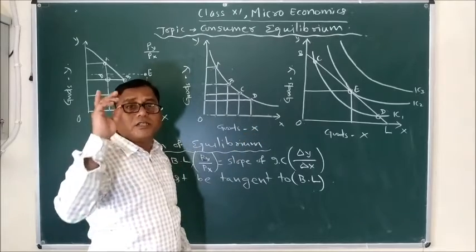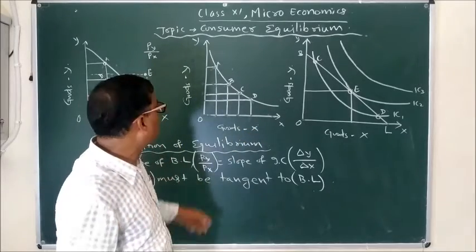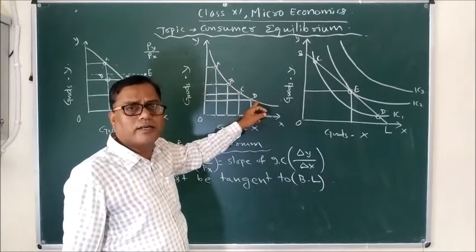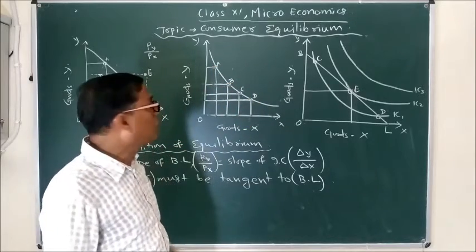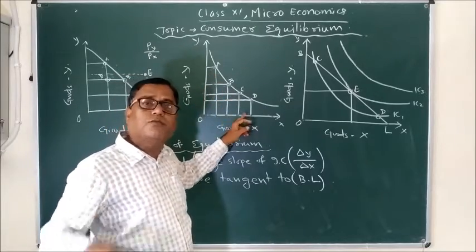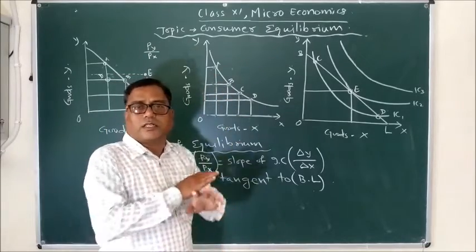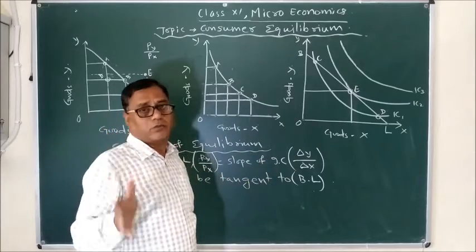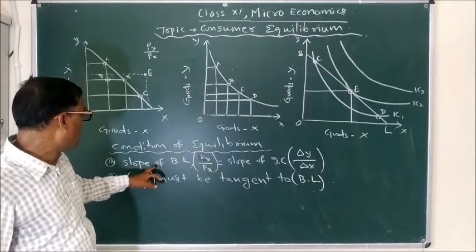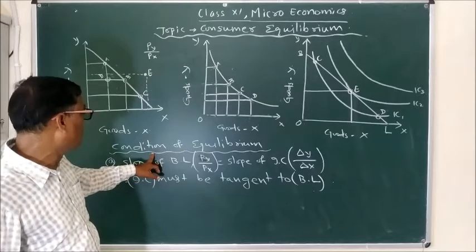That is the only reason why our consumer, as he is moving from a higher point to a lower point, would prefer to sacrifice a lesser and lesser amount of Y to gain one more unit of X. So it is nothing but the game of marginal utility. Here we have written the formula. These are the conditions of consumer equilibrium.